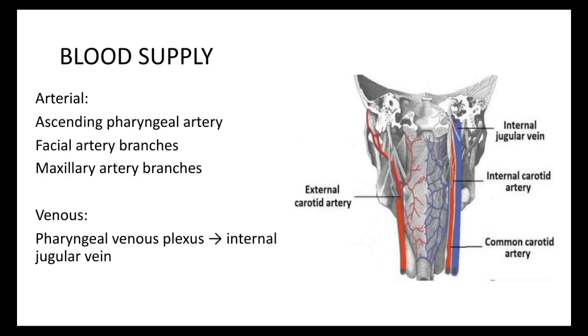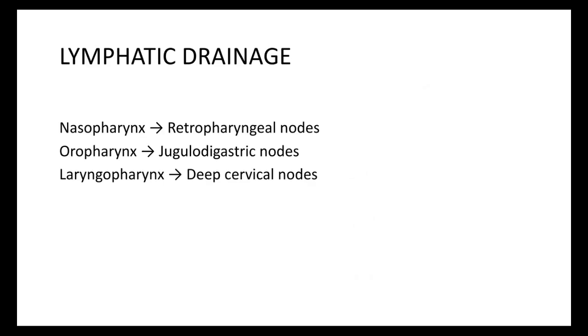Blood supply. Blood supply is straightforward. Arteries come from the ascending pharyngeal artery, facial artery branches, and maxillary artery branches. Venous drainage: pharyngeal venous plexus to the internal jugular vein. Lymphatic drainage: nasopharynx, retropharyngeal nodes; oropharynx, jugulogastric nodes; laryngopharynx, deep cervical nodes.